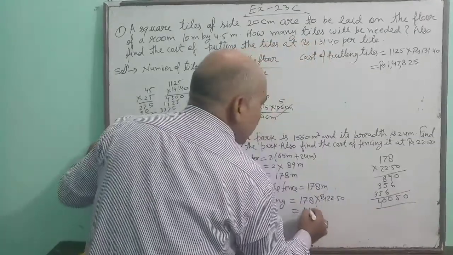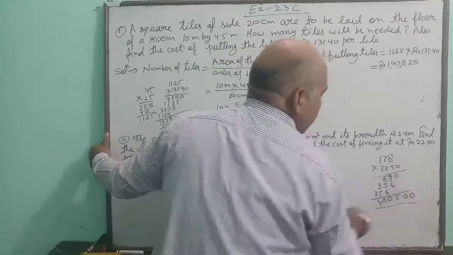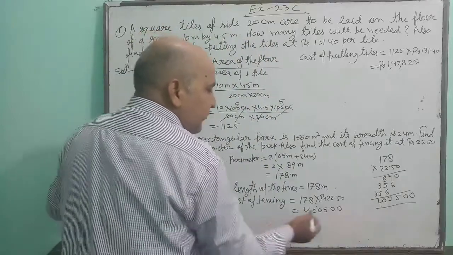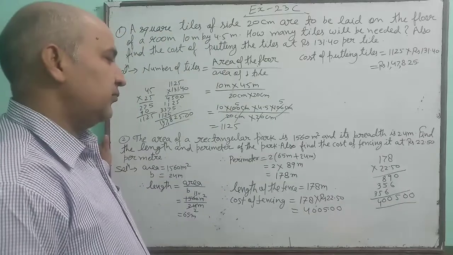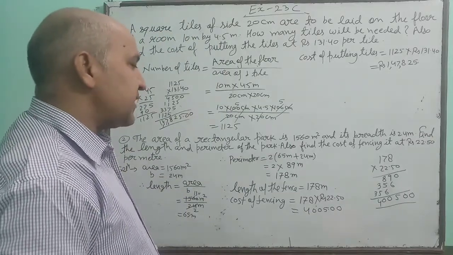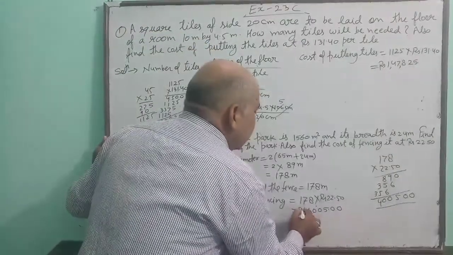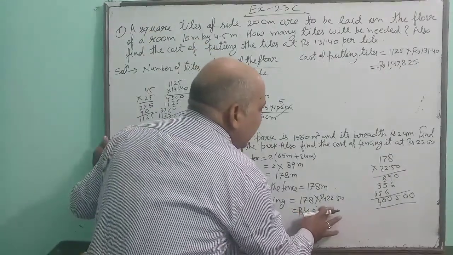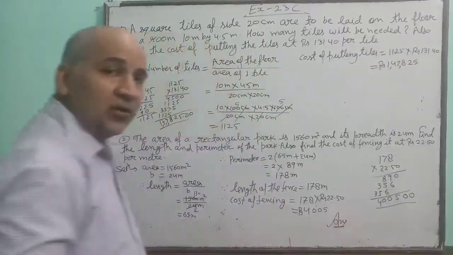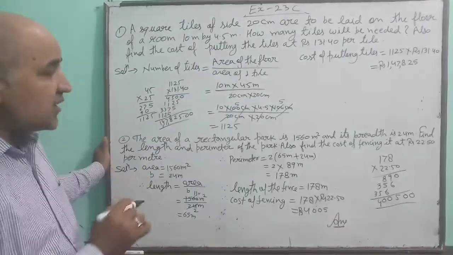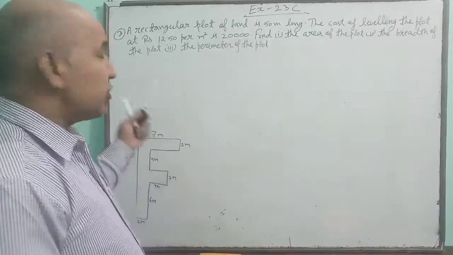See this one. One more 0 is here, so one more 0 will come here. After this, you will put the decimal here. When 178 is multiplied by rupees 22.50, you will get the answer 4005 rupees. No need of writing these zeros. Must see the questions carefully. Now note down.